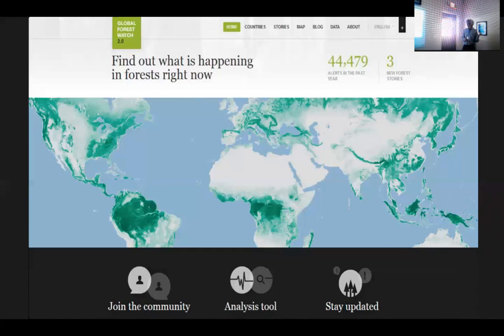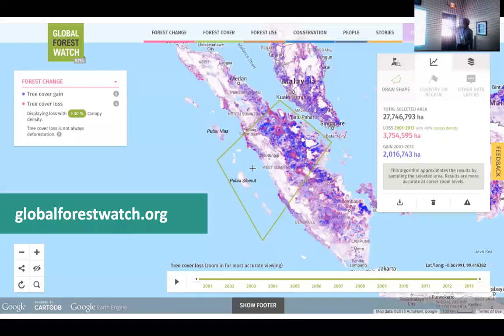And so one of the things they put in there was Matt Hansen's data. You can go to the site, go to Forest Watch, and look at his data and other data. You can do simple analyses like circling an area and finding the gain and loss of the area. And it was very useful.